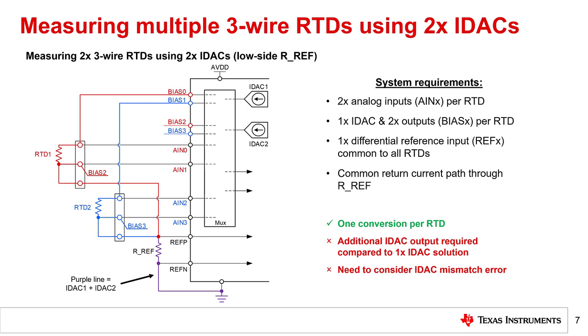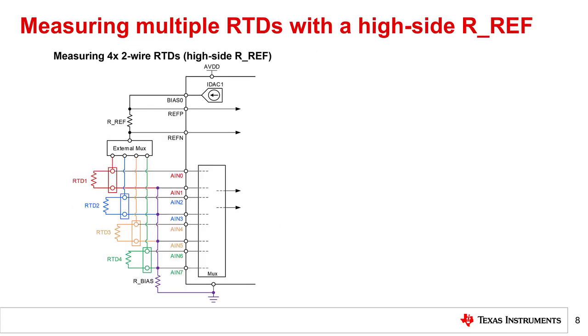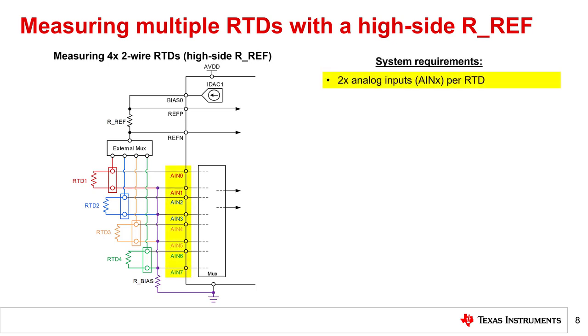Now, let's consider how the analysis changes if a high-side RREF is used. Shown here is a system measuring multiple 2-wire RTDs, similar to the one introduced at the beginning of this presentation. Unlike the previous configurations, however, this system uses a high-side RREF, resulting in a different set of design requirements. First, a maximum of 2 analog inputs are needed to measure each RTD. This specific implementation uses 8 analog inputs to measure 4 2-wire RTDs.